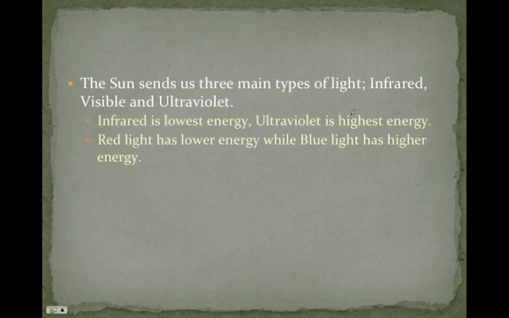So again, the sun sends us three main types of light: infrared, visible, and ultraviolet. That's the only thing that travels through space. Infrared is lowest energy, ultraviolet is highest energy. Red light has lower energy than blue light. And we know the colors: red, orange, yellow, green, blue, and violet. So the violet end, or we can just call it the blue end, has high energy, whereas the red end has low energy.